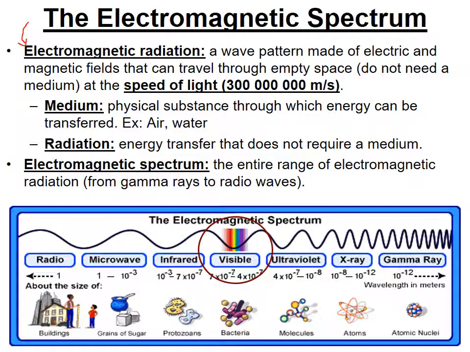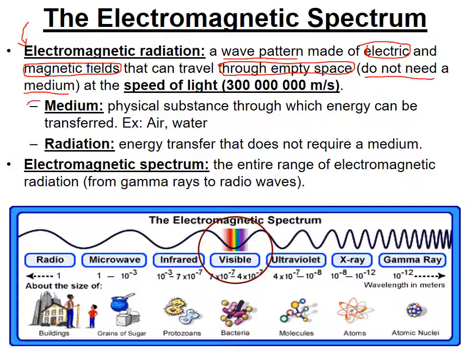An electromagnetic radiation is basically something that travels in a wave pattern, and it's made from both electric and magnetic fields. You'll learn more about that in grade 11 and 12, but that's basically why the light travels in a wave pattern. And the other important characteristic, like I said, is that light does not need a medium. An electromagnetic radiation does not need a medium, meaning it could travel through empty space where there's no air or anything for it to travel through.